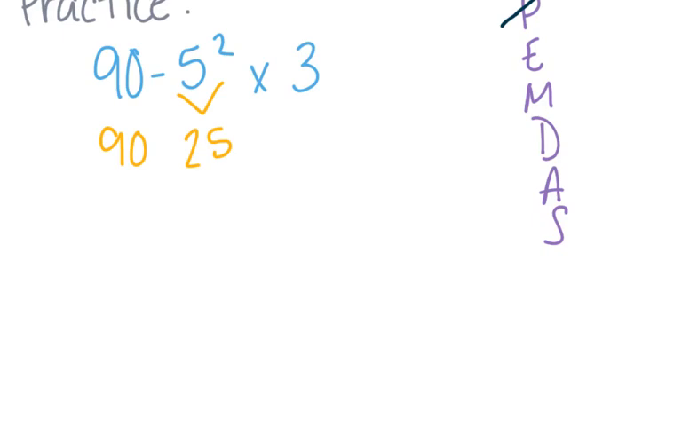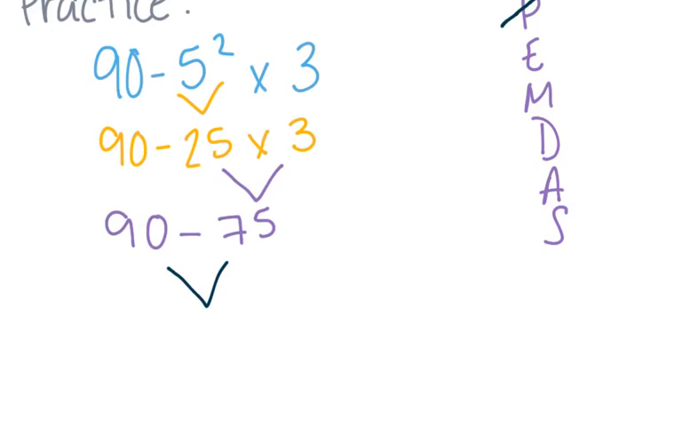So now we have 90 minus 25 times 3. Now we have an expression that has subtraction and multiplication. We look at our order of operations and see that next is M, so that means multiplication. So we're going to do 25 times 3, and 25 times 3 is 75. And now we have 90 minus 75, which is our last step. So 90 minus 75 is equal to 15.